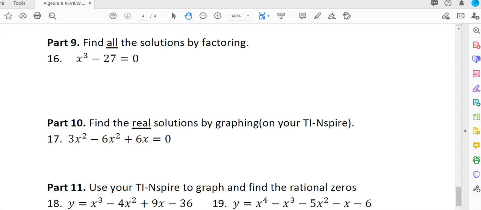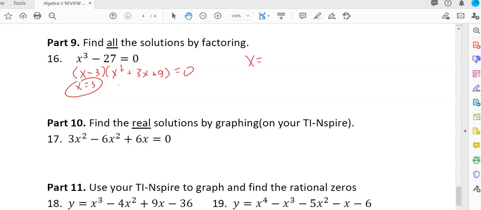Find all the solutions by factoring. So let's factor this. So it should be a difference of cubes here. So x minus 3 times x squared plus 3x plus 9 equals 0. So one solution is x equals 3. Got one. This one doesn't factor. It almost does, but it doesn't. So you got to use quadratic formula.